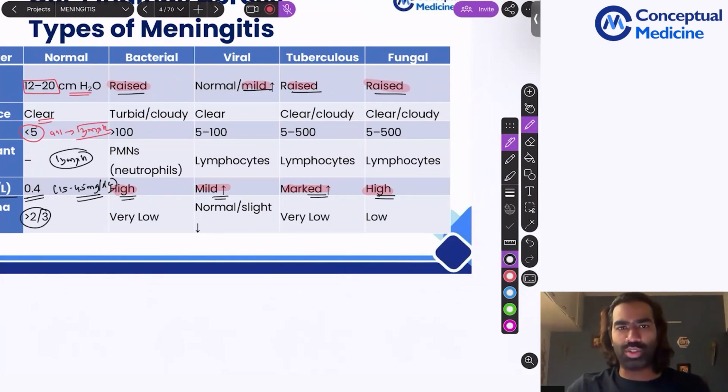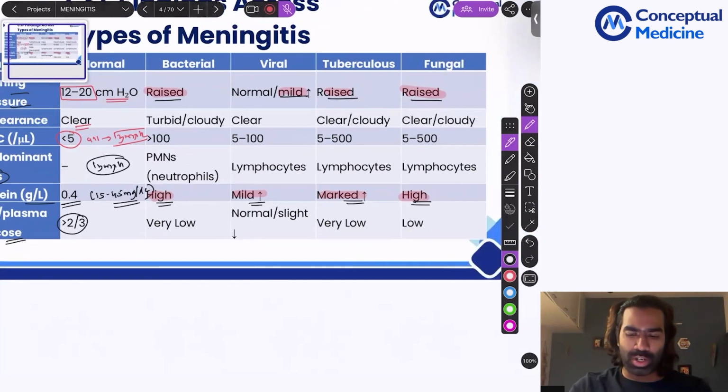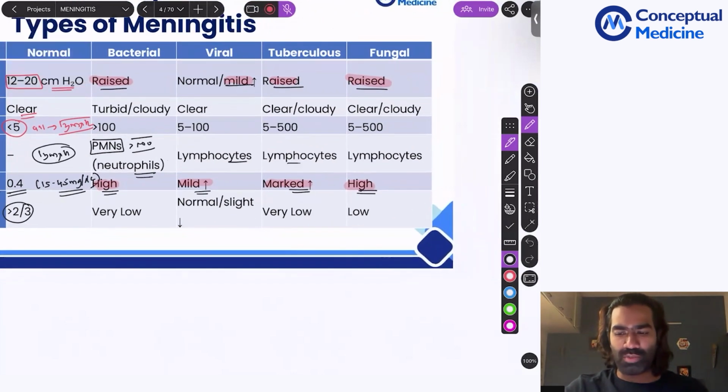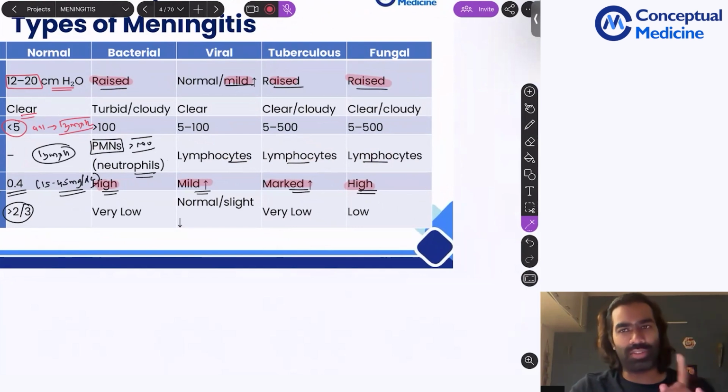So what is going to give you the diagnostic information is going to be the cell type. Whether it's going to be neutrophils or lymphocytes, that's what is very important, because the moment you see neutrophils, especially if the number of neutrophils is more than 100, you're going to say it is an acute bacterial meningitis for sure. Or it can be predominantly lymphocytes. If it's lymphocytes, then the differential diagnosis is wide. It can be viral, tuberculous, fungal, or even non-infectious causes. All of them are going to have more lymphocytes only. But the first thing that you have to see is whether it is neutrophilic or lymphocytic CSF.